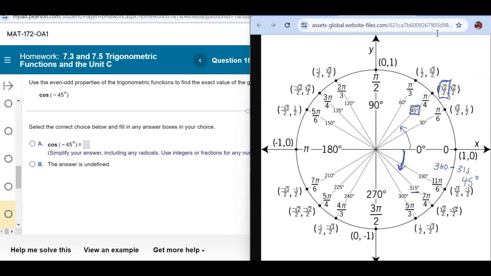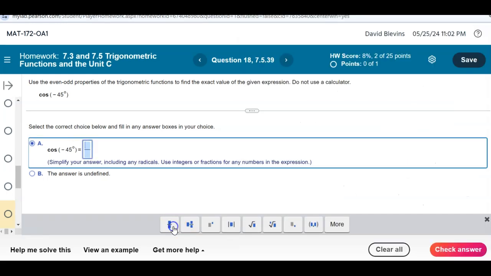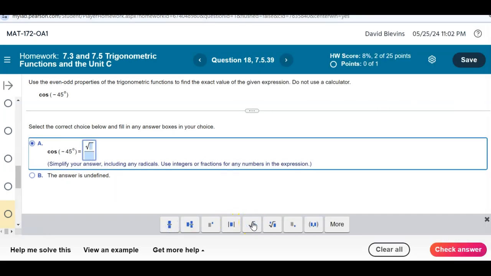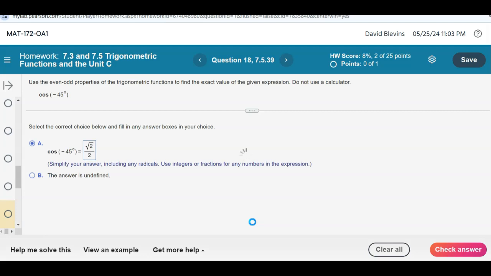You can also think of it as, this is the first special angle, this is the second. This is the first special angle in that direction, this is the second. So that's the negative 45 as well. You can see the x-coordinate there is exactly the same. So for cosine of negative 45, it's the same as cosine of positive 45. It's that square root of 2 over 2. So fraction, square root 2, 2 in the bottom, and that's our answer.